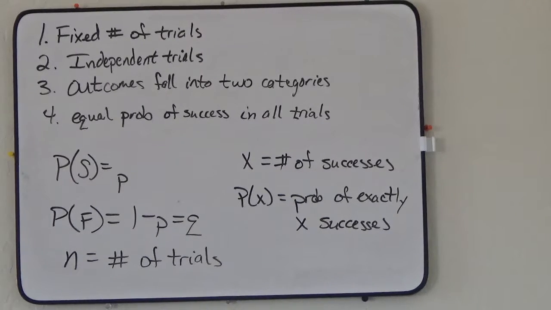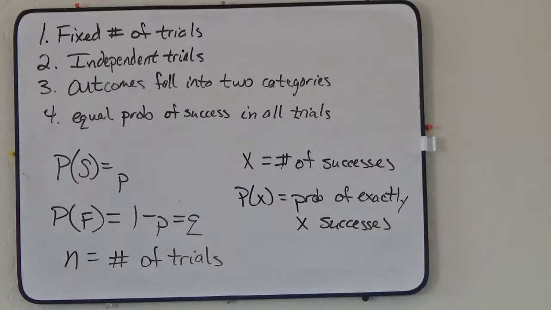And so that change means that you don't have equal likelihood of selling your product, and therefore you don't have equal probability of success in all the trials, okay? And that's why that rule has to be there.